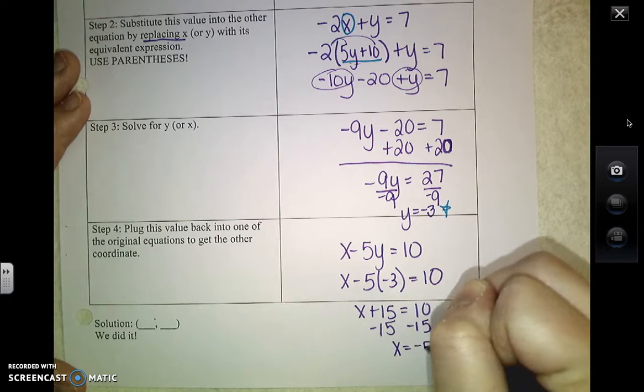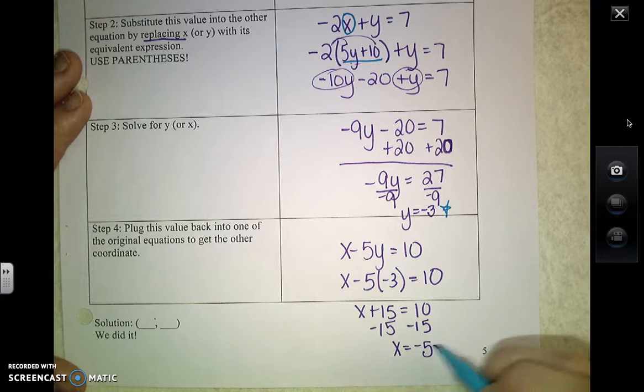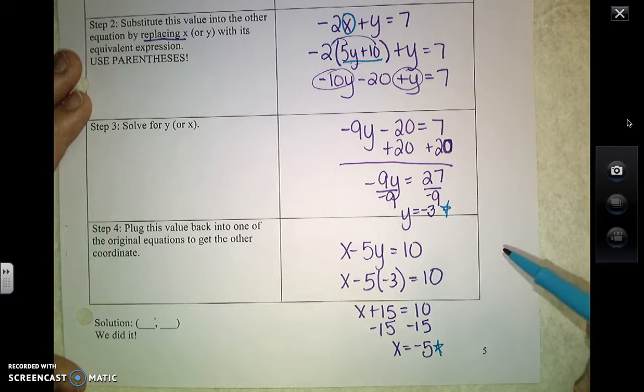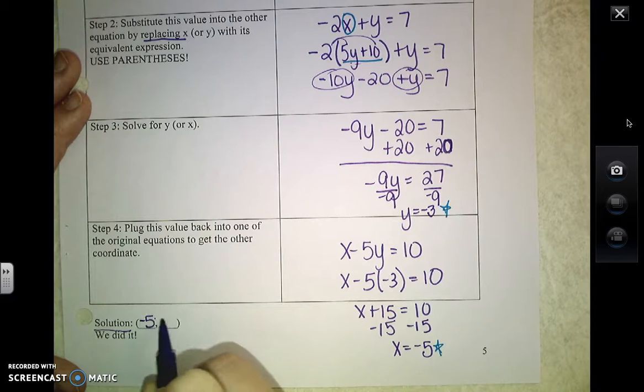So x is negative 5. Okay, so now I have found my two solutions. If you have two variables, you do need a solution that contains both variables. More often than not, because of x and y, we write this as an ordered pair. So I always want you to say solution, just like we did when we were graphing, and then give me the ordered pair. And the ordered pair here is negative 5, negative 3.